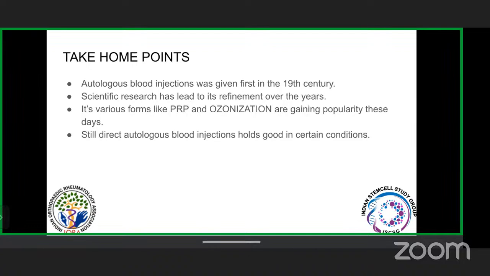But in our area of talk today, for bone defects, plain simple autologous blood injections do not provide adequate results. It is a subsequent derivative form which is the way forward, moving into future generations.